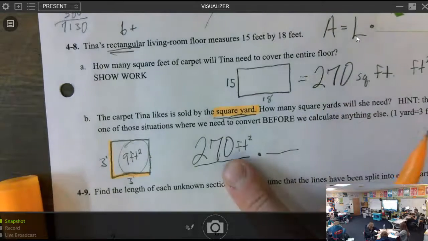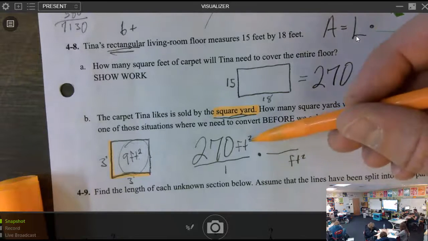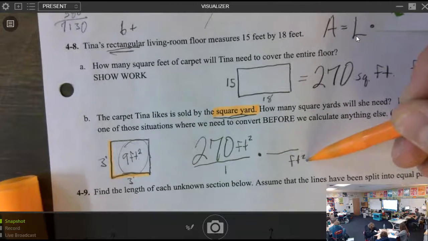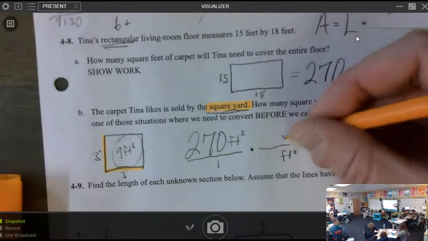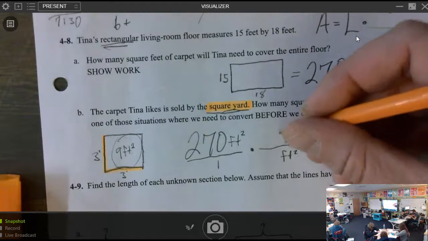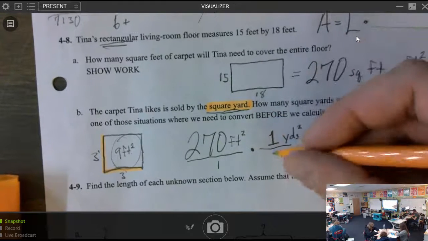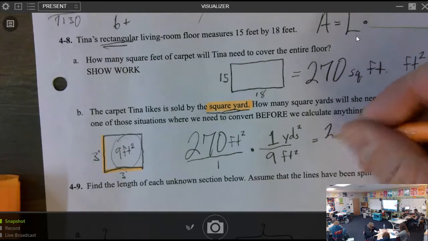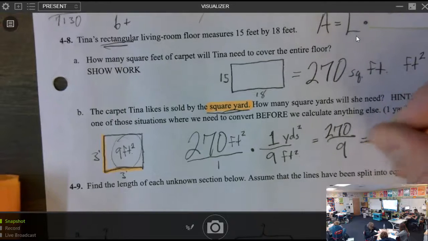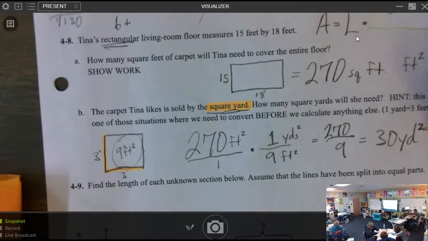So when you want to convert a unit, and this is what we're doing today, like we're going to do this in class today, we want to put feet squared on bottom. Why do I want feet squared on top and feet squared on bottom? What happens when I have something on top and bottom? They cancel, right? They cross-reduce. They like disappear. So how many of those square? So 1 square yard, we said, was 9 square feet. This is how we get to 270 divided by 9. 30 yards squared. Or you can say square yards.